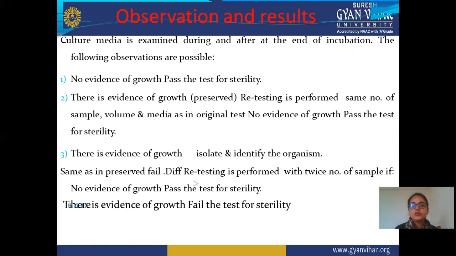And if there is evidence of growth, isolate and identify the organism. Means after performing these tests on another container, if any bacteria or any evidence is observed, then you reject your batch. In the same way, if the prescribed test fails, a different retesting is performed with twice the number of samples. If no evidence of growth, it passes the test of sterility, and if there is evidence of growth, it fails the test of sterility. Means after performing, if any growth is observed, then fail the test, and if no evidence, then you can say that your test is passed.